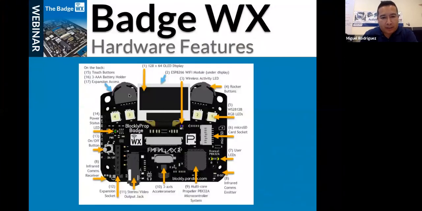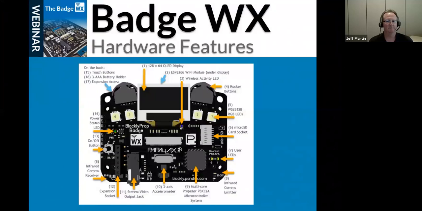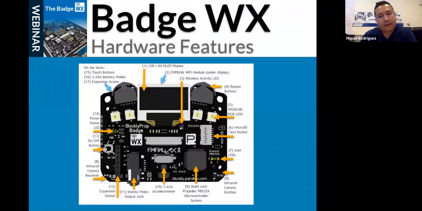All right, so I'm going to go from the top left and come around through here. So now we have these rocker buttons. You can rock them left to right, and they can also be pressed in. So there are 3 different ways you can push each one of these, and we're going to go through a project today that highlights this part of the badge. And we have another rocker button on this side that does the exact same thing.